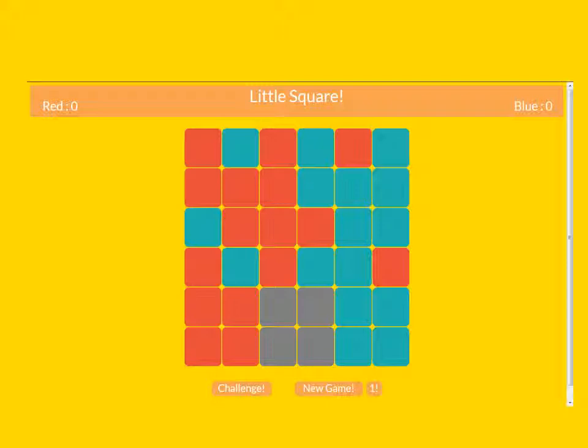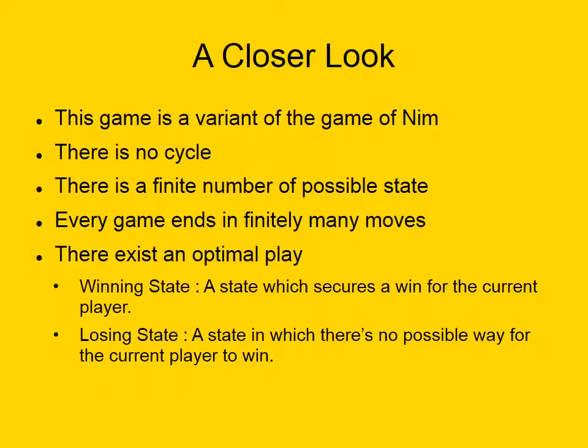In the subsequent example, we assume that both players play optimally. Because both players play optimally, there exists a winning state, which is a state which secures a win for the current player. There also exists a losing state, which is a state in which there is no possible way for the current player to win.